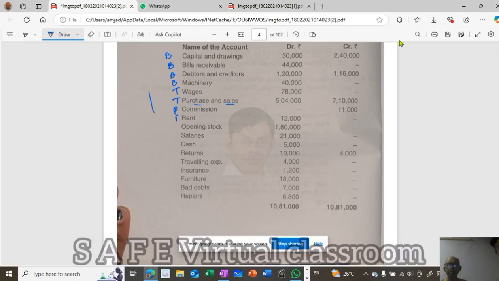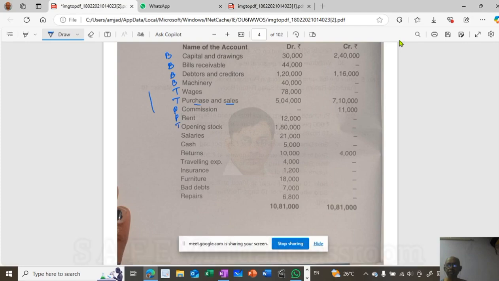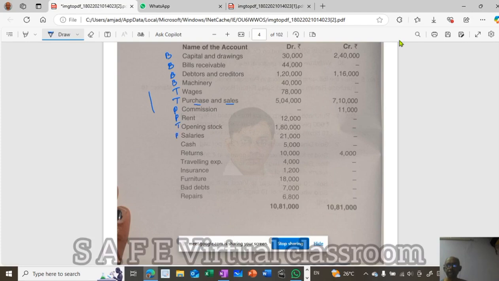Opening stock. Opening stock will go into trading. Salaries. Salaries is an expense, so it'll go into profit and loss. Cash. Cash is an asset, so it'll go into balance sheet.